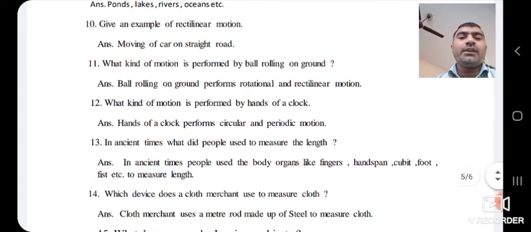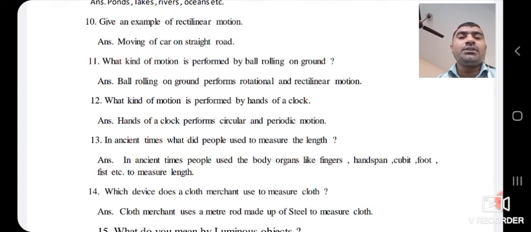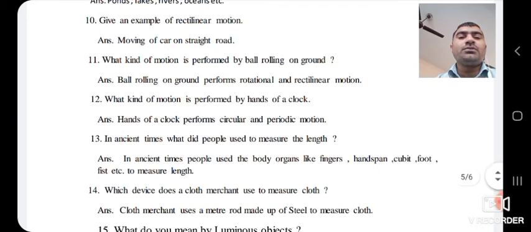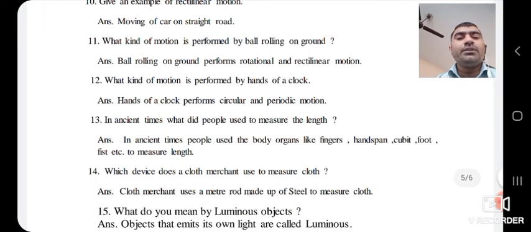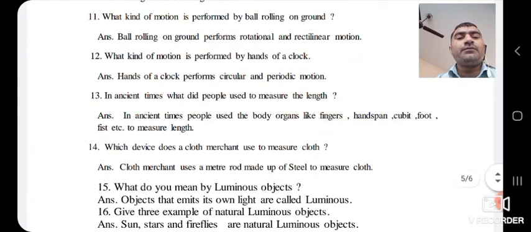Now the next question we have is, which device does a cloth merchant use to measure clothes? See, when we are going to buy clothes at a merchant shop, which device do they use? They use a meter rod made up of steel.